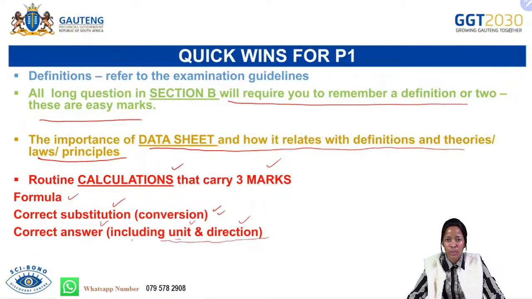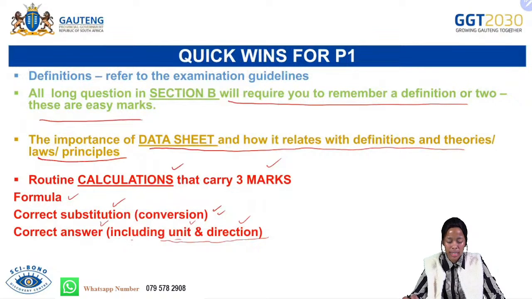And then which ones are going to have directions? That will be our vectors. Why vectors? Remember, a vector is a physical quantity which has what? Magnitude and direction. But if we have scalars, a scalar is a physical quantity which has what? Magnitude only.